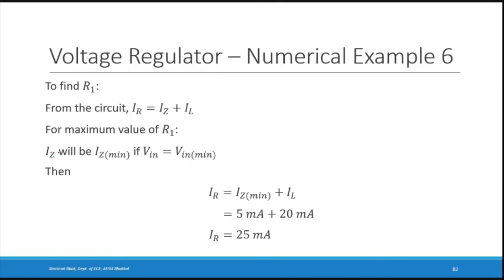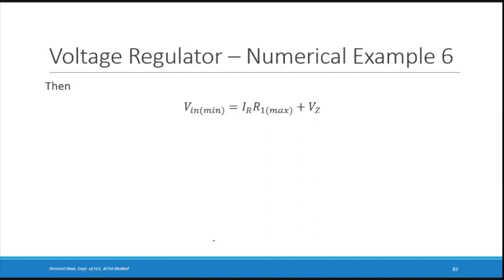IZ will be IZ minimum whenever the input voltage is V in minimum, right? So IZ minimum is known, V in minimum is known, so you can find IR. What is IR? IR is IZ plus IL. So consider the minimum value of IZ, which is given as 5 milliamps. IL is fixed, given as 20 milliamps. So 5 milliamps plus 20 milliamps gives you 25 milliamps. This will be the minimum value of IR, so for this value of IR, the resistance R1 will be maximum. You will come to know that when we find it.